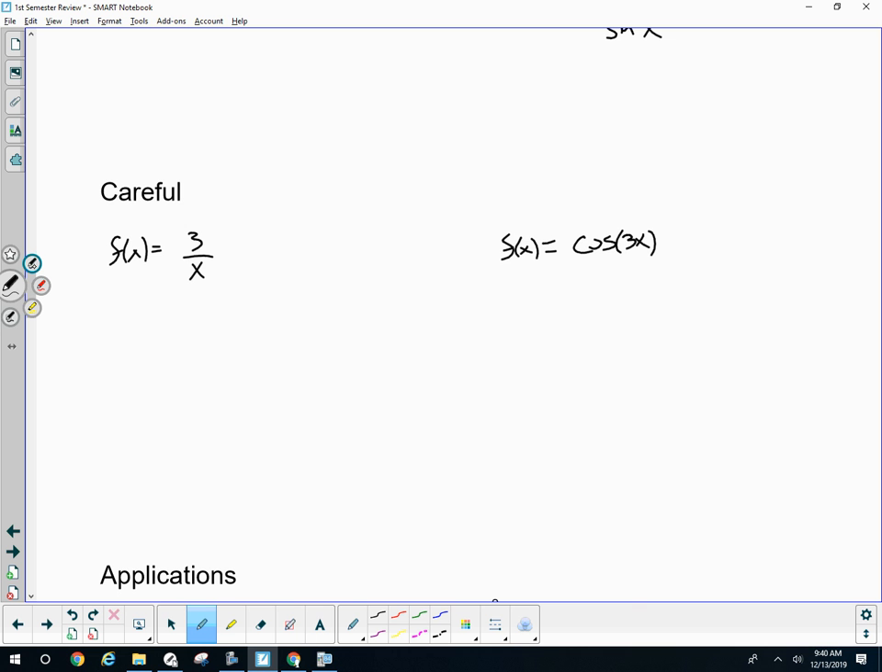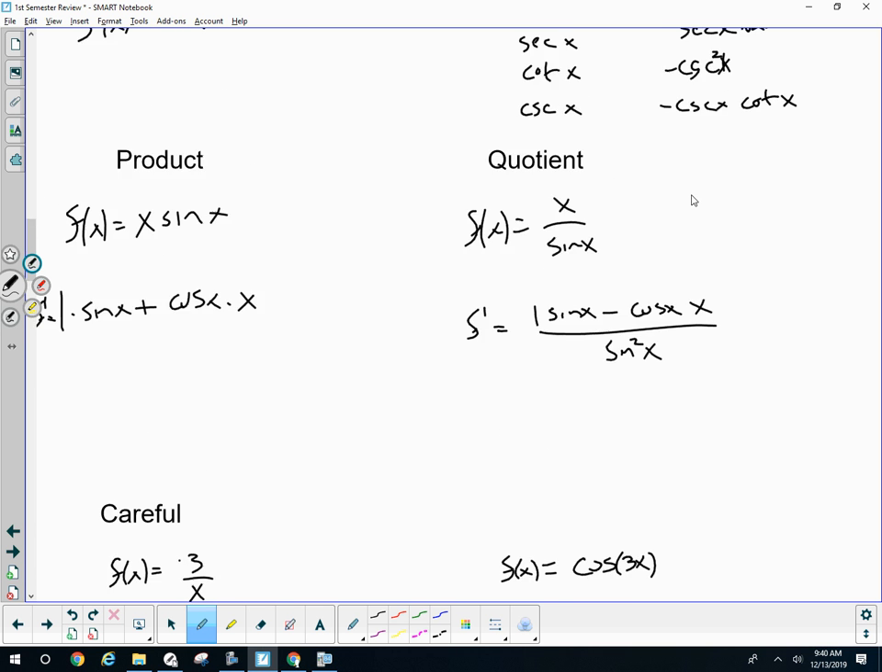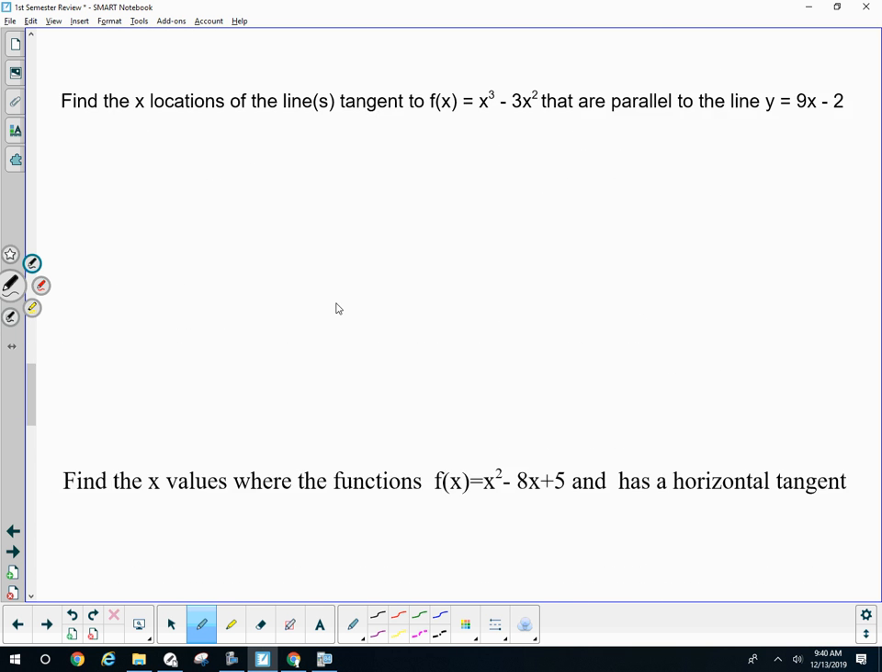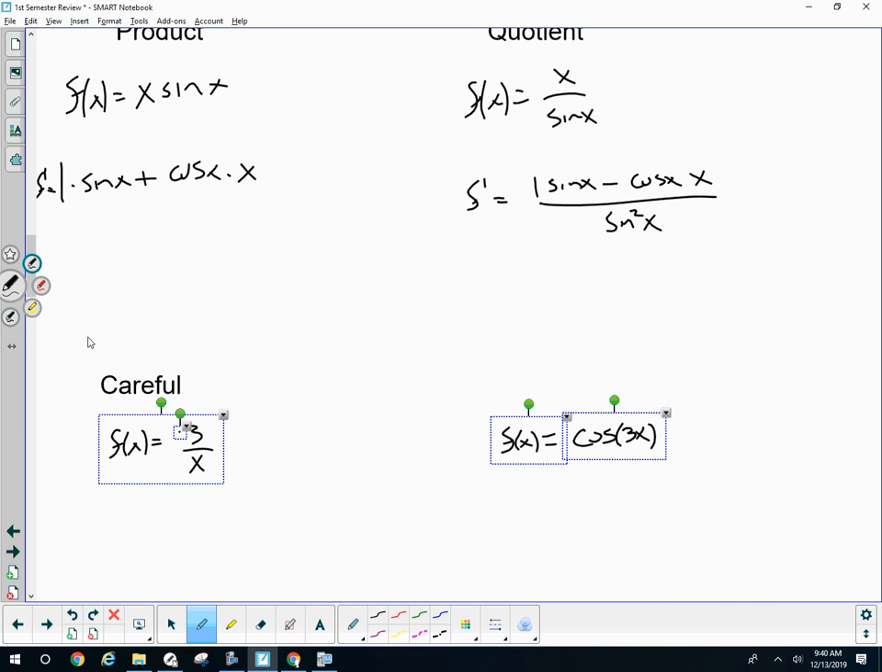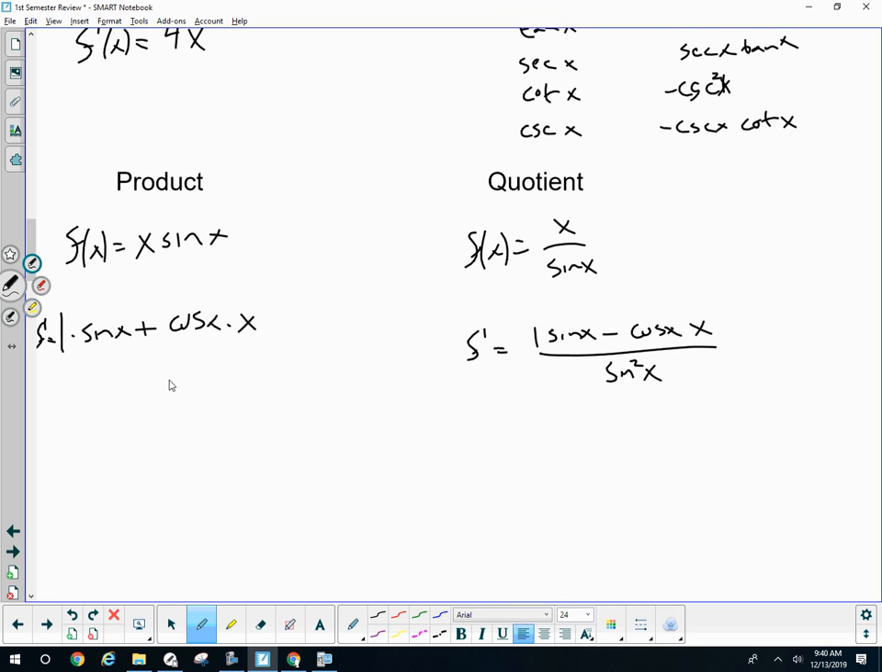Be careful for certain functions like, oh, I forgot about the chain rule. So in chain rule, we'll do two chain rules. One is a chain of two things. Let's talk about sine cubed of x. Two different chains: sine cubed of x versus sine of x cubed.